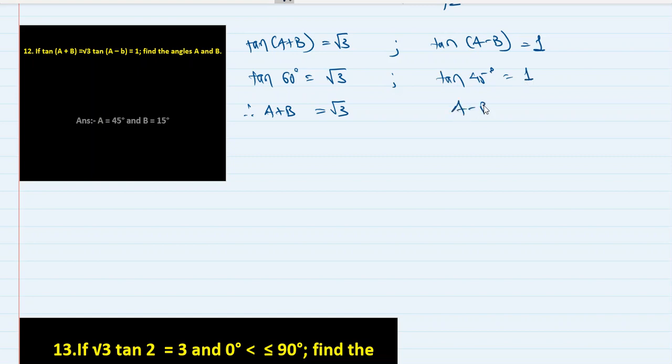Sorry, I just made a huge mistake. Tan of A plus B is root 3 and tan 60 is root 3. So A plus B is 60. And A minus B is 45. So this is equation 1. This is equation 2. Solve both the equations and you get the value of A and B.